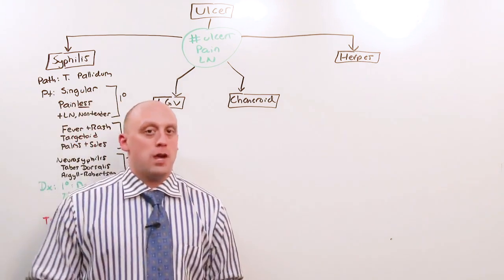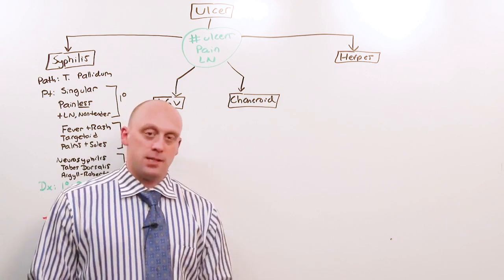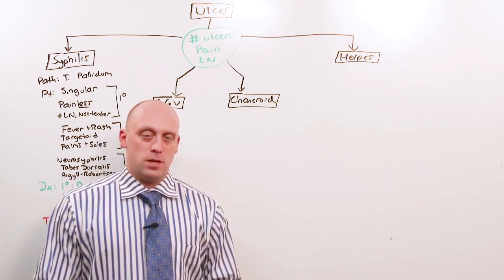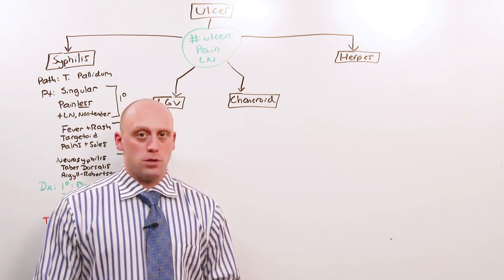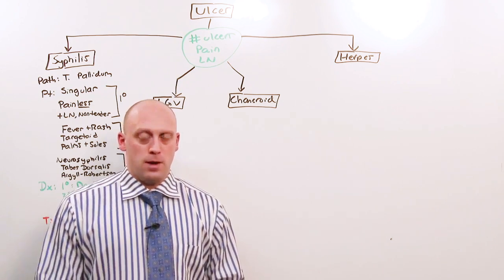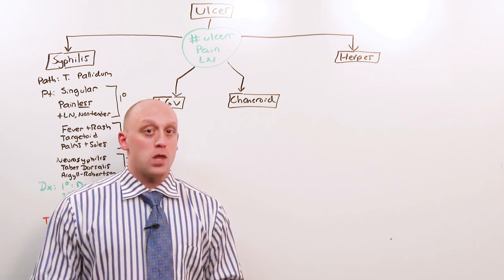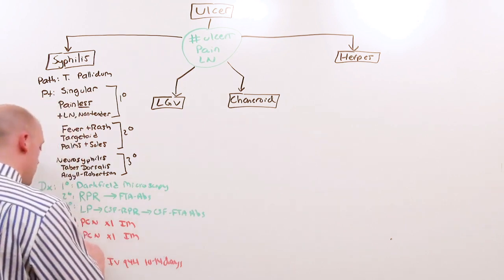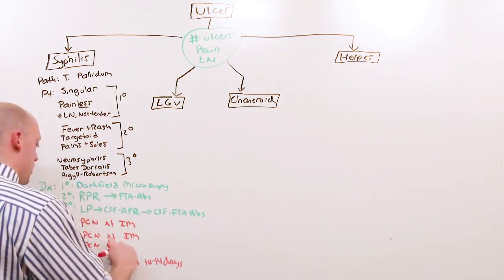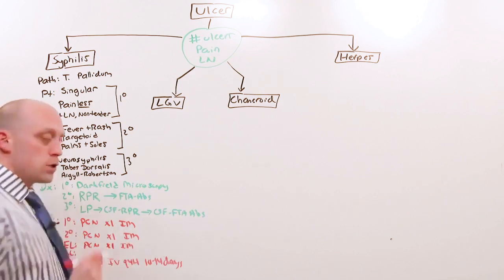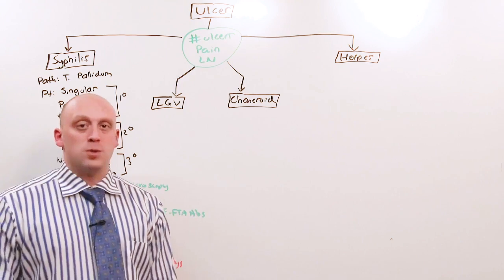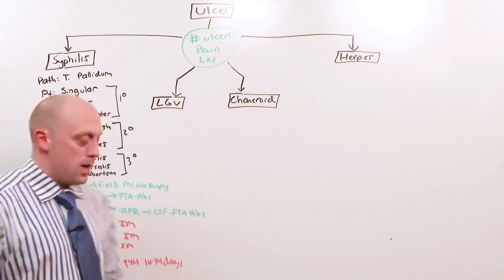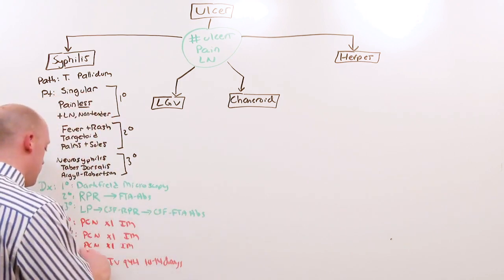Primary, secondary, and tertiary have symptoms, and then you get the test to confirm the diagnosis. Latent syphilis is going to be positive serology without symptoms. Now, if you know you were exposed within 1 year, you have early latent syphilis, penicillin times 1 IM. If you don't know when you were infected, or it's been more than a year, you have a late latent syphilis, and you have to give penicillin.